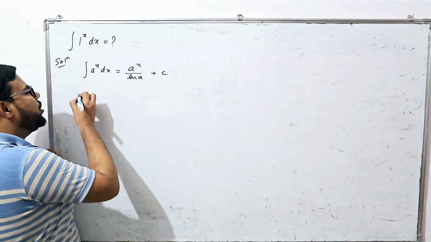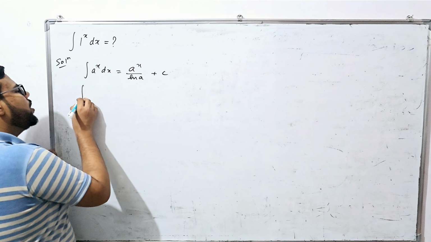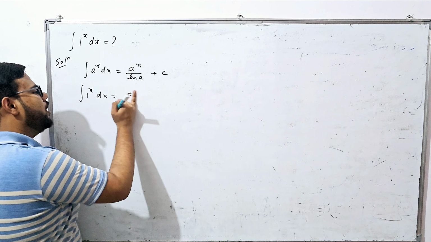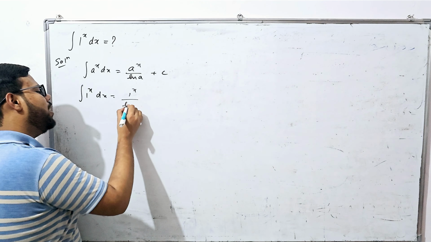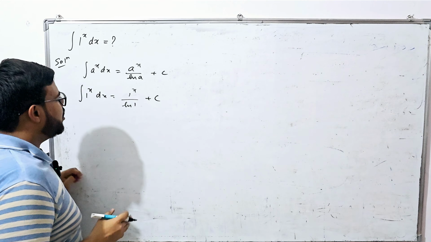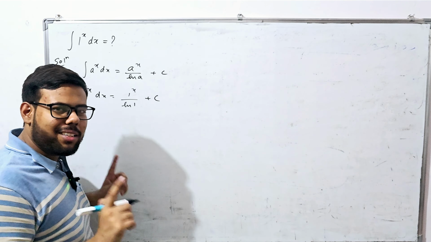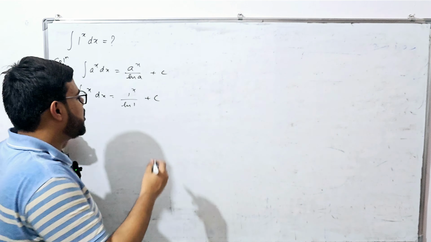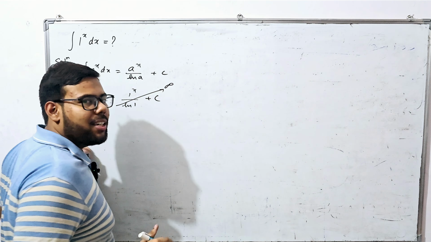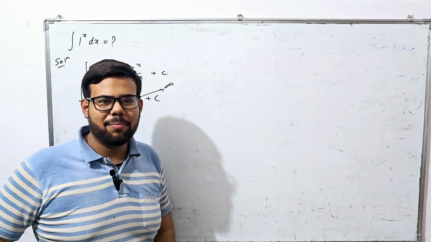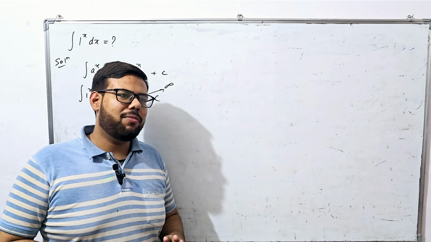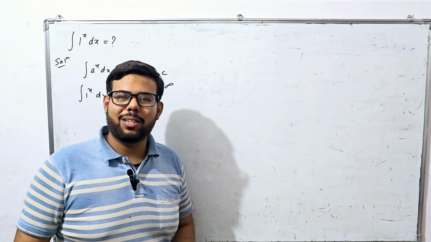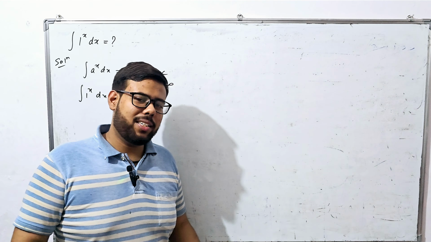Now in this, let's substitute a as 1. So you get the integral of 1 to the power x dx is equal to 1 to the power x by ln of 1 plus c. So what's the problem over here? Well, there is a problem. ln of 1 is equal to 0, so this expression tends towards infinity in the real domain. So what happens if we extend our domain from real numbers to complex numbers? Then can we get something interesting in that case?